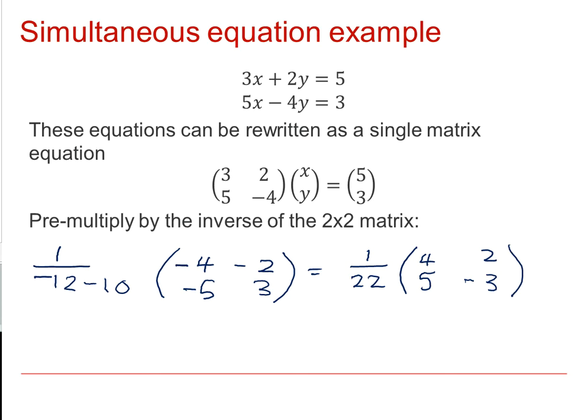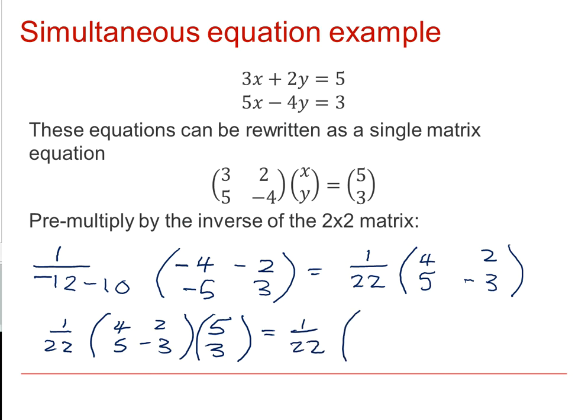If we then pre-multiply by that inverse, we will end up with, I'm keeping the fraction outside because it is easier to work that out at the end, 20 plus 6 and 25 minus 9, giving a result that the x would be 13 over 11 and the y 8 over 11.